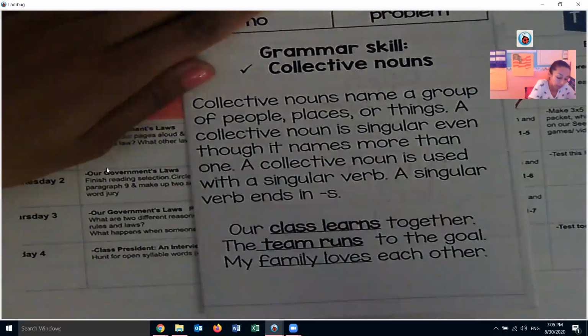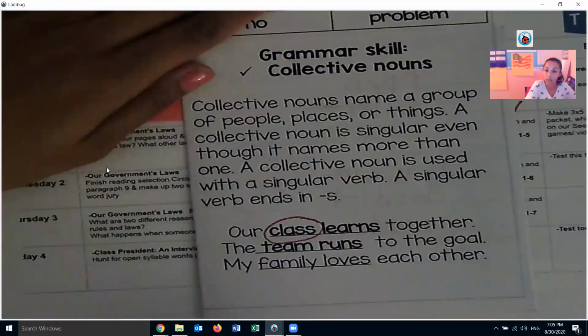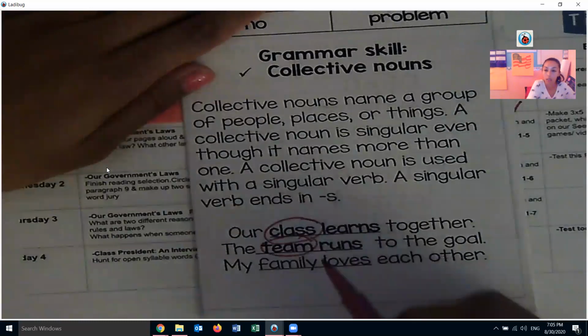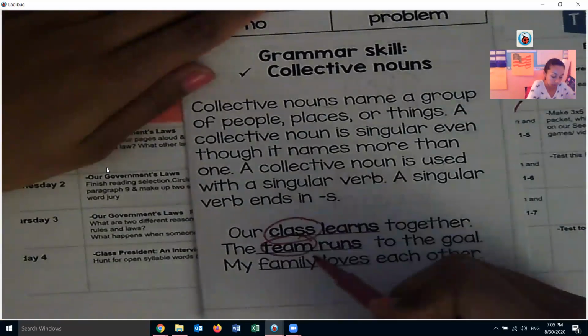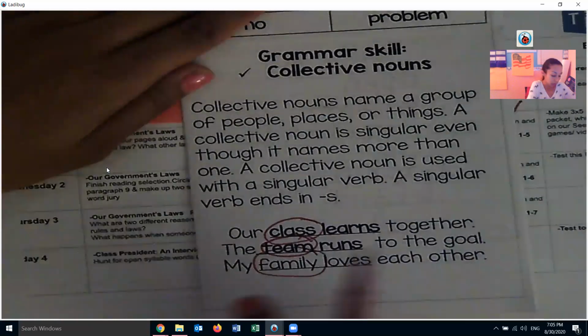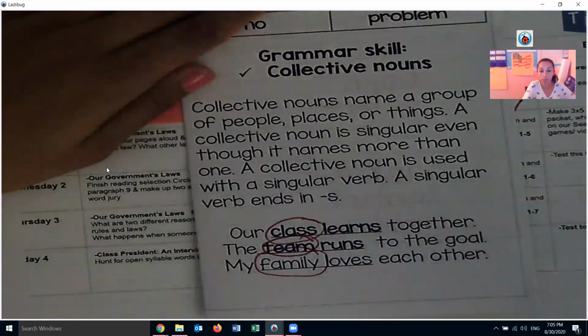So when we think of the word class, like our class learns together, we think of multiple kids, lots of kids in a classroom. The team, we think of lots of people in a team running to the goal. So describing a group of people, and family, we think of a few people in our family. My family loves each other. So all of these words, when you read the one word, it describes several people.